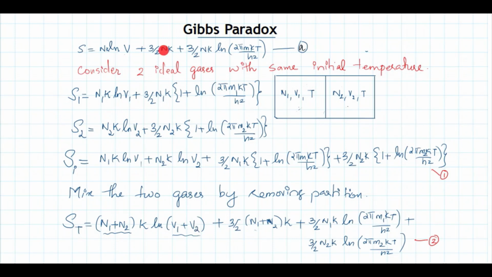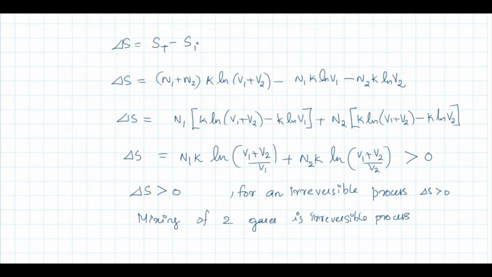Plus 3 by 2, this N becomes N1 plus N2, into k, plus the last term. You cannot write it as 3 by 2 (N1 plus N2) because these are two different gases, so you have to write it separately: 3 by 2 N1 k log 2 pi m1 kT by h square plus 3 by 2 N2 k log 2 pi m2 kT by h square. This is equation number 2.